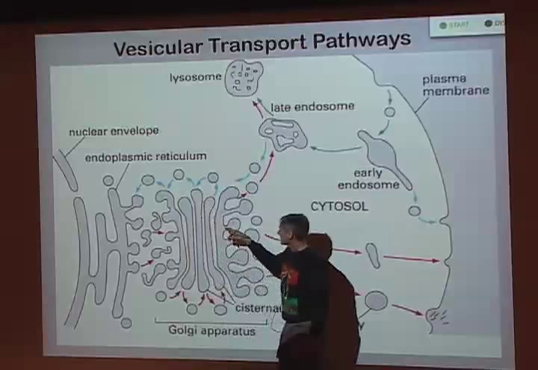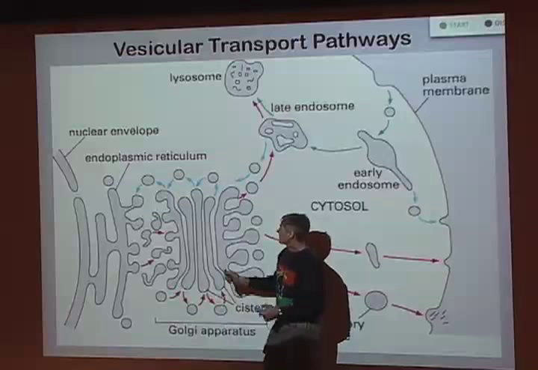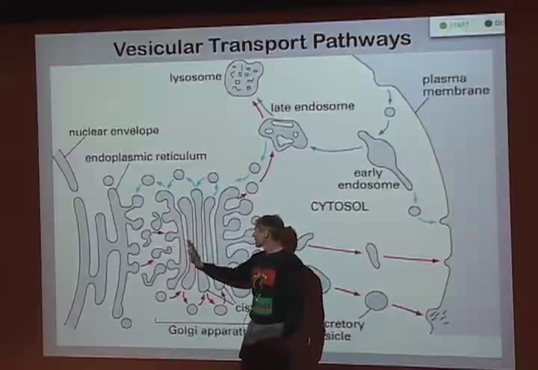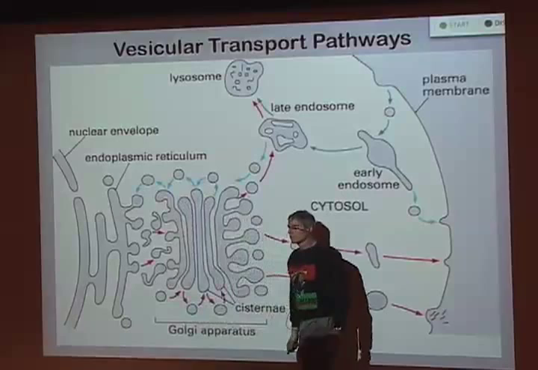It used to be thought that vesicles go in both directions, going forward and back. But now the thinking is that these cisternae actually mature and become the next one: cis, medial, and trans. And proteins that need to be in the ER or in earlier stages are taken back by retrograde vesicle flow, really going in this direction, backwards.